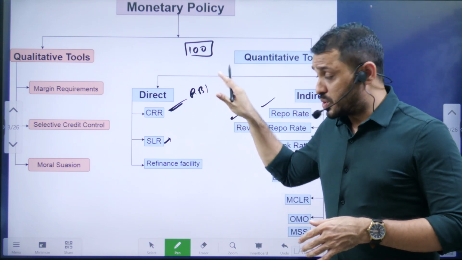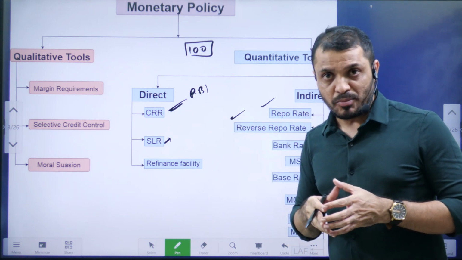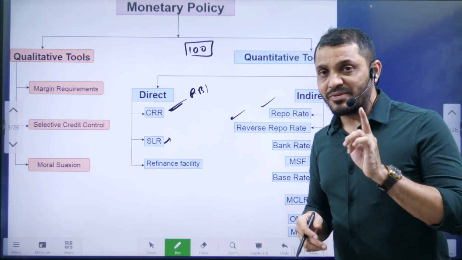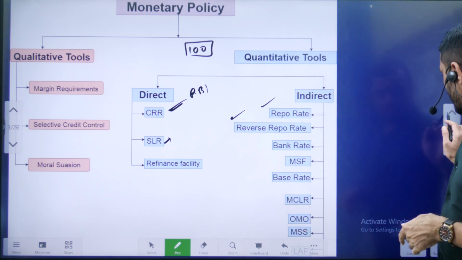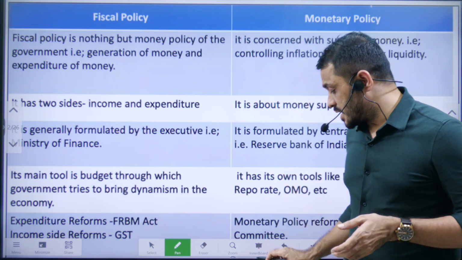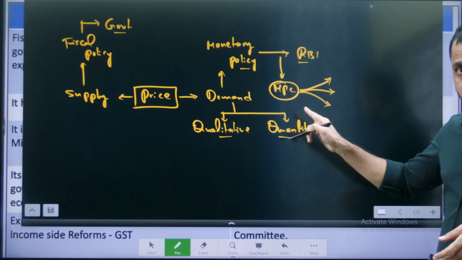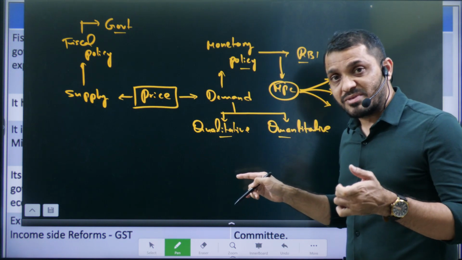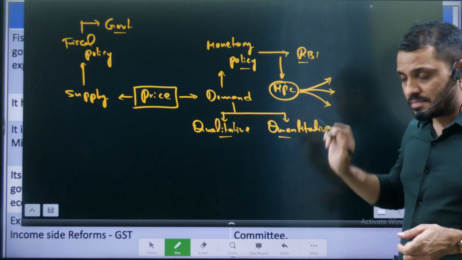So through these tools, RBI will regulate the monetary policy. Remember, RBI always focuses on the demand side of the economy by reviewing the economy every 2 months. That is known as the bi-monthly monetary policy. This bi-monthly monetary policy will be done by the MPC, Monetary Policy Committee.